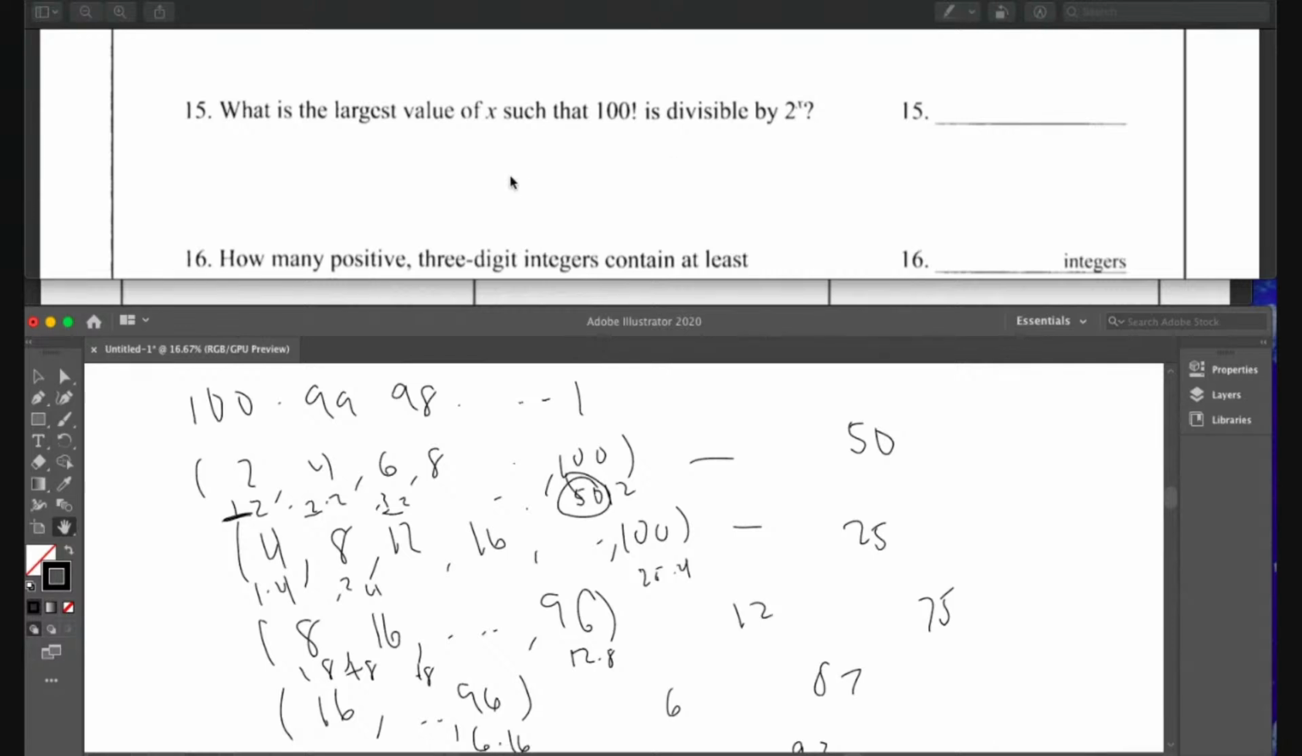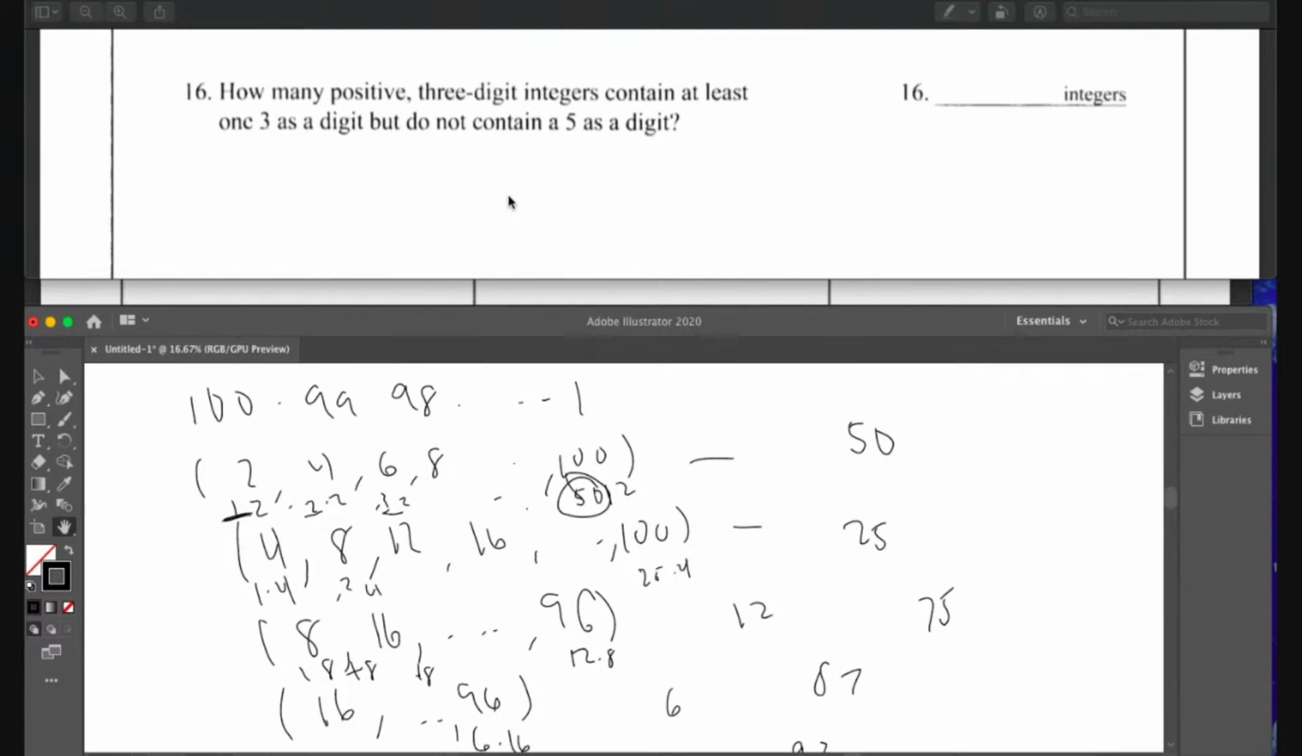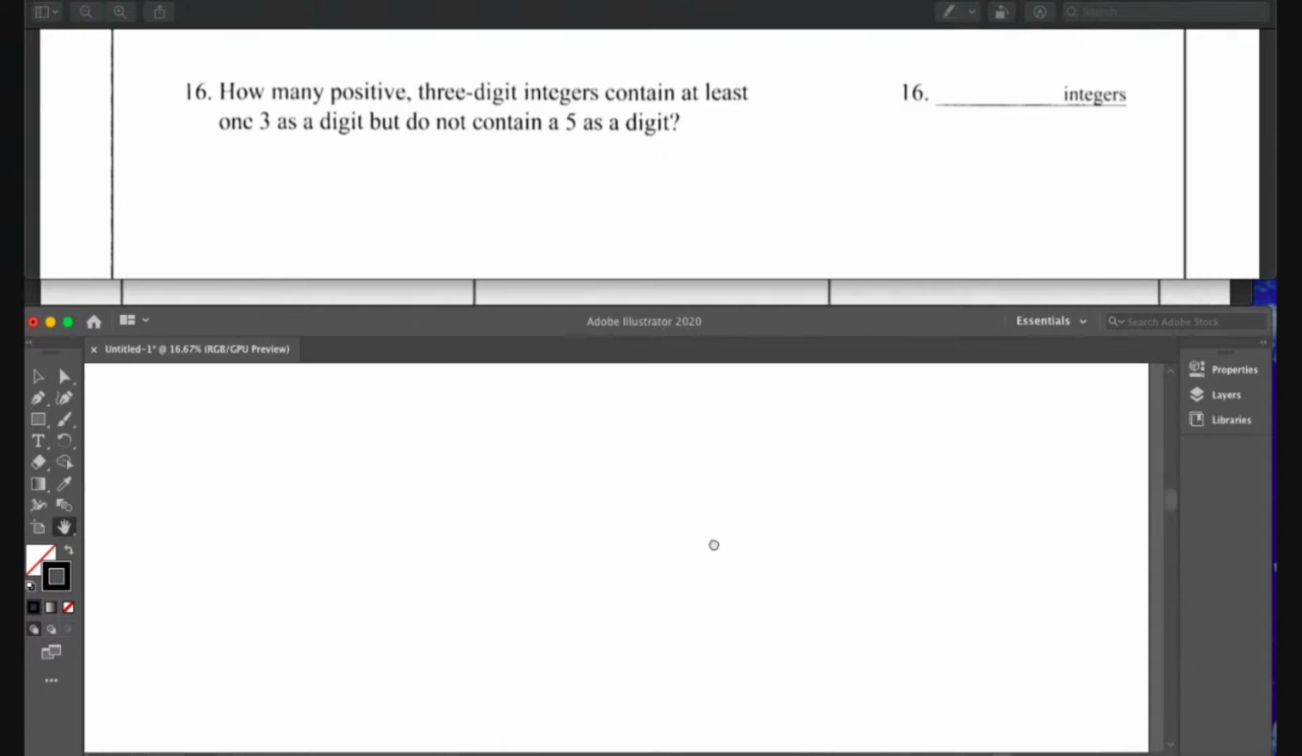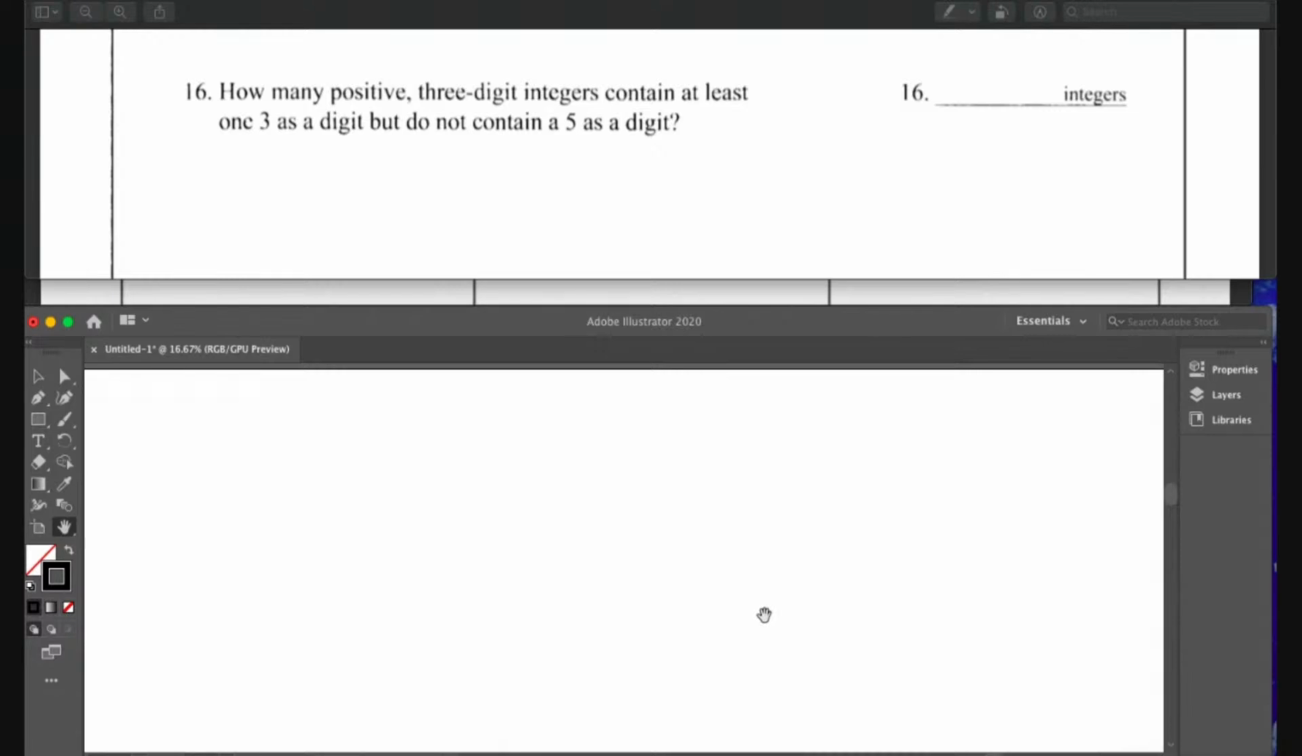Okay, let's move on to number 16. How many positive three-digit integers contain at least one 3 as a digit, but do not contain a 5 as a digit? Okay, so we're just looking at three-digit integers, right? And we're looking for the ones that have at least one 3 as a digit somewhere, but do not contain a 5 as a digit.